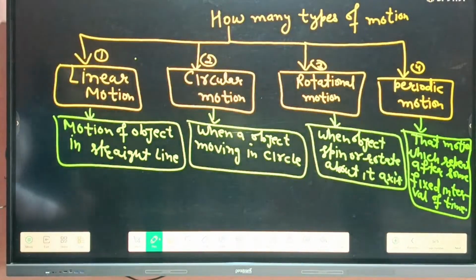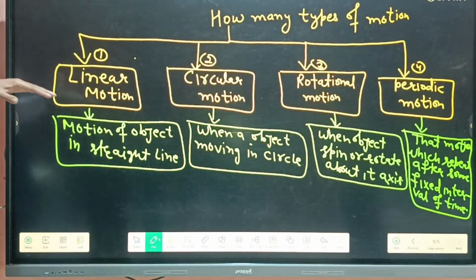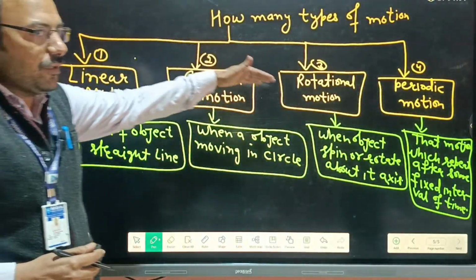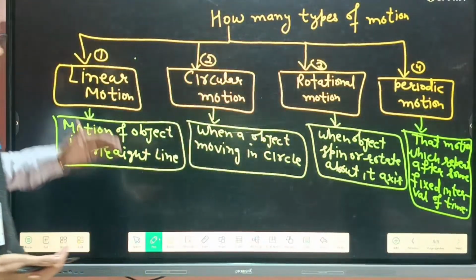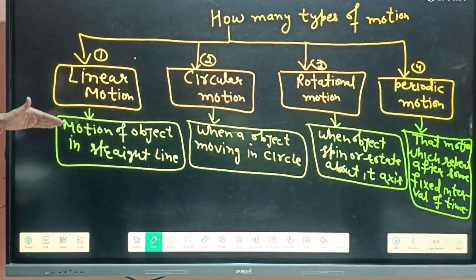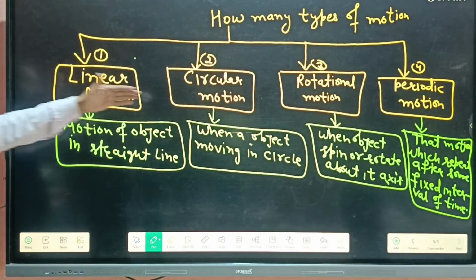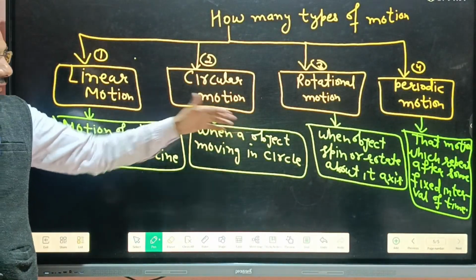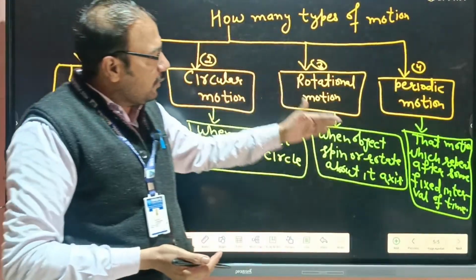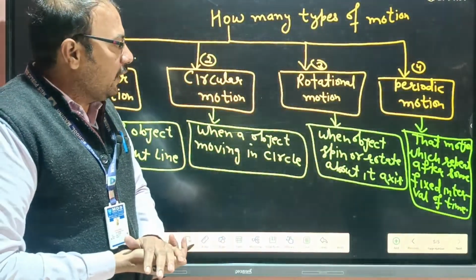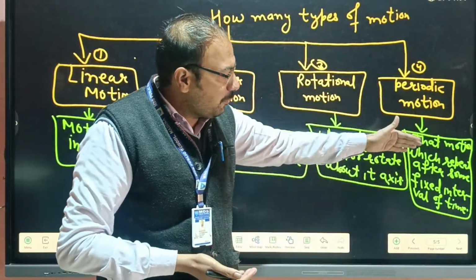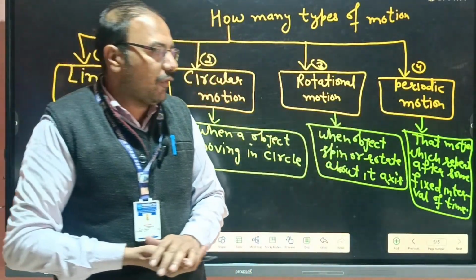Okay, so first of all, how many types of motion are there? Linear motion, circular motion, rotational motion and periodic motion. What is linear motion? Motion of the object in a straight line. Second, circular motion, when an object moves in a circle. Third, rotational motion, when an object spins or rotates about its axis. And periodic motion, that motion which repeats after some fixed interval of time.